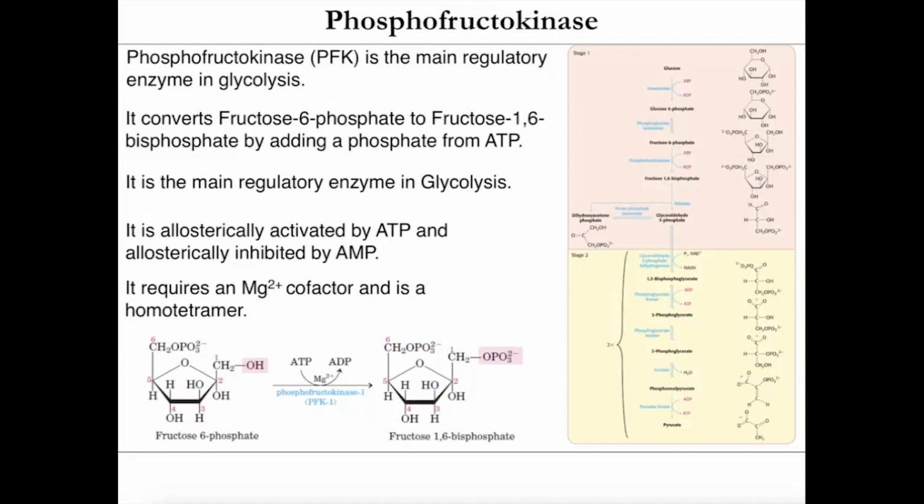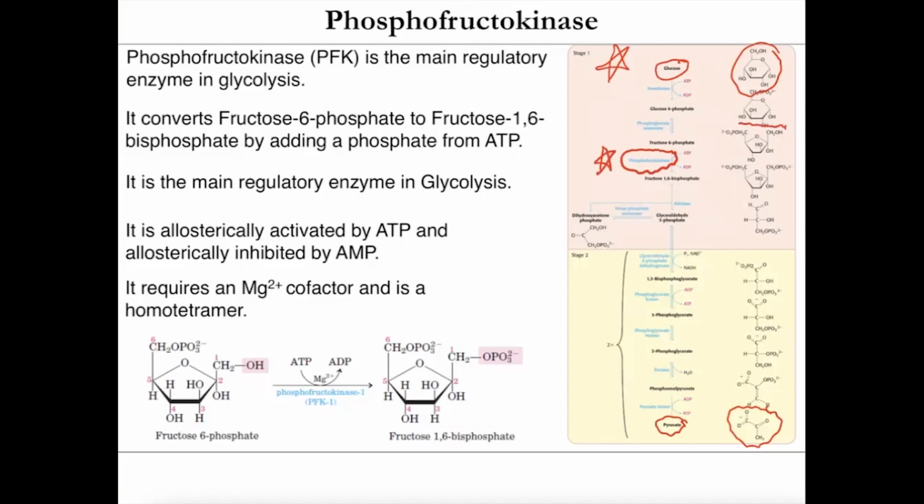Phosphofructokinase is the main regulatory enzyme in glycolysis. Glycolysis is a 10-step process where glucose, right here, is converted by a series of enzymatic steps, resulting in pyruvate, which is this molecule here. So actually 2 molecules of pyruvate for each glucose molecule. So that's glycolysis. Phosphofructokinase is located right here in the glycolysis pathway.